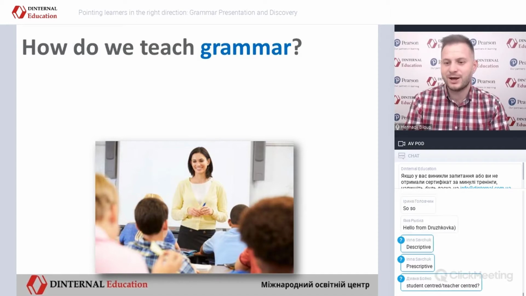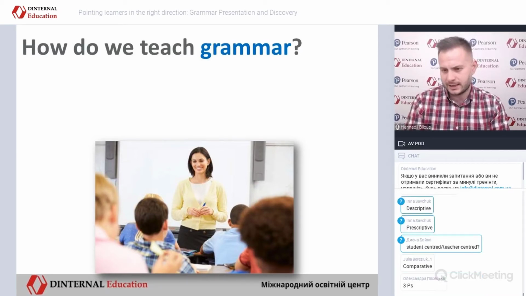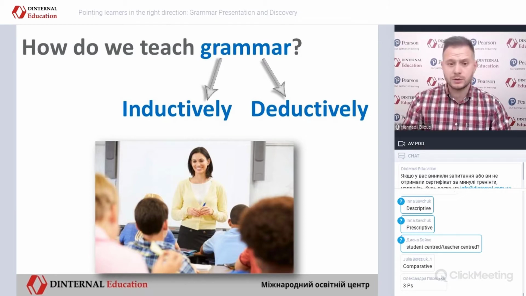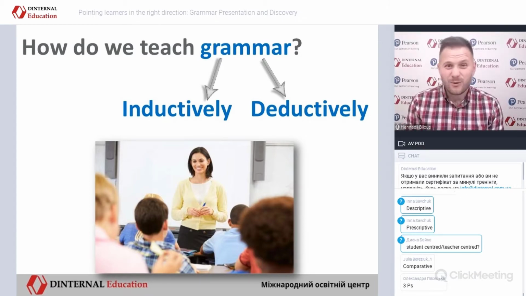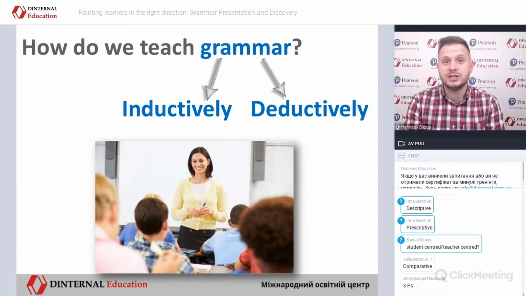Okay. Prescriptive, student-centered, and teacher-centered. Okay, that's very well close to what we're going to have a look at today, actually. Student-centered and teacher-centered. Okay, let's have a look. Actually, guys, what I was meaning here is, I mean inductive and deductive approach to teaching grammar.